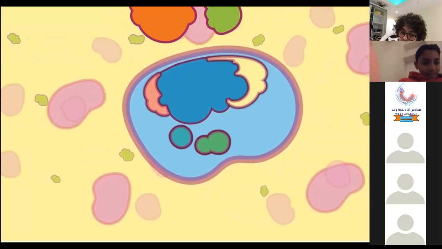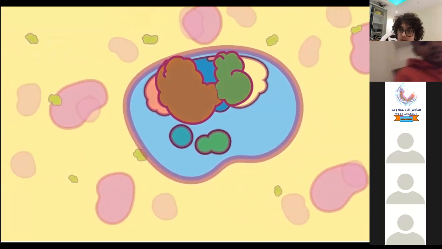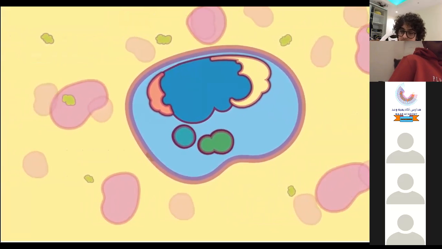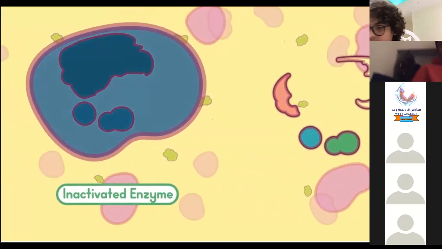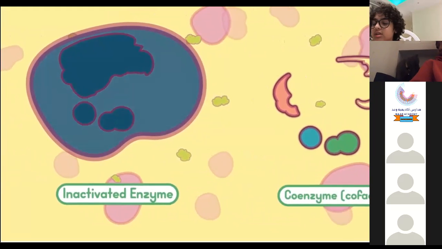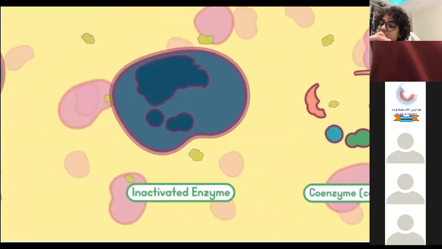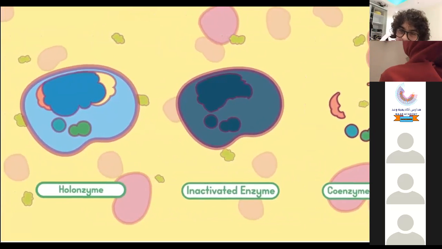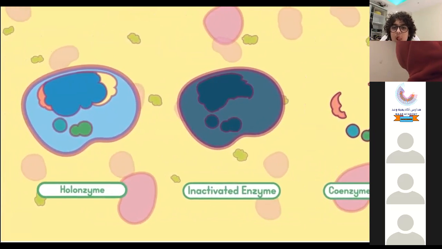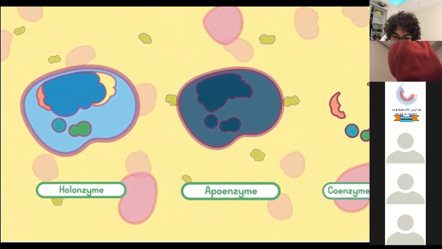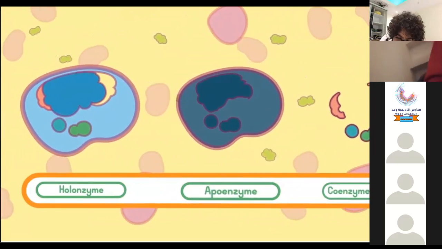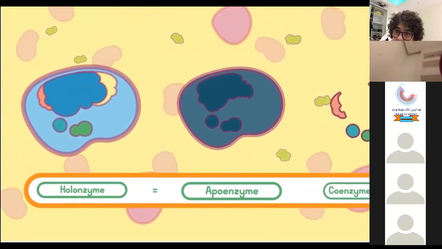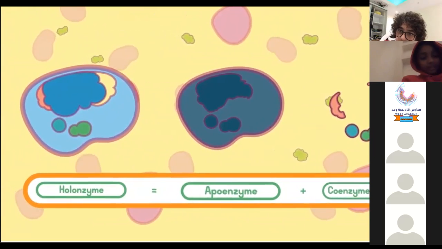Many enzymes only perform their catalytic role when associated with a coenzyme. An inactivated enzyme, protein, along with its coenzyme, non-protein, makes up a system called a holoenzyme. To add to the complexity, scientists termed this inactivated enzyme the apoenzyme. And therefore, the equation becomes holoenzyme equals apoenzyme plus coenzyme.